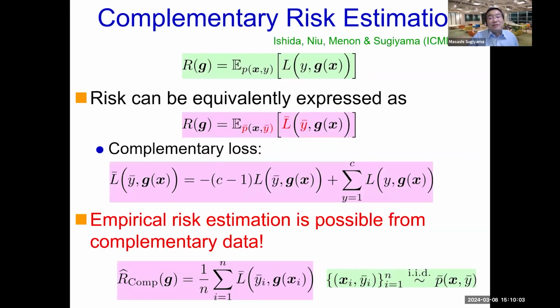Here is a method to estimate the risk only from complementary labels. The original definition was like this. After a few lines of calculation, we can show that this risk can be equivalently expressed in this way. P is replaced with P bar, Y is replaced with Y bar, and L is replaced with L bar, like this. Then we can naively apply empirical approximation to this one. The definition of this L bar is quite technical, and it's called the complementary loss. L bar is defined in this way: we have the original L here and here, and we have Y bar here, and also all labels Y here. By this formulation, we can again have a consistent solution by minimizing this one.